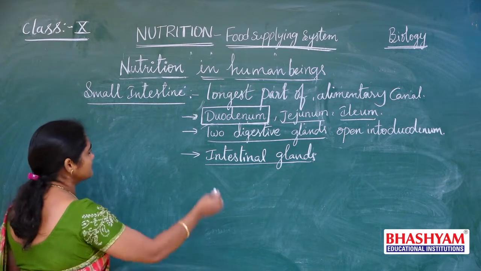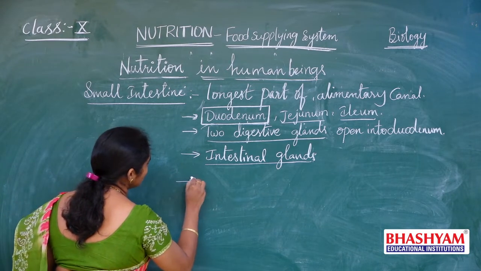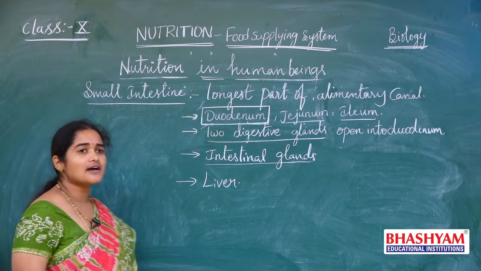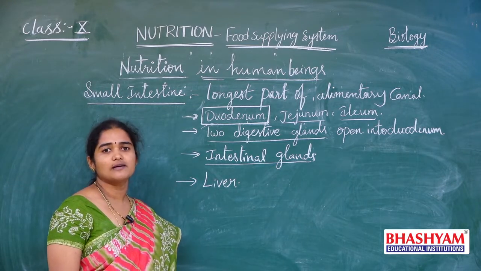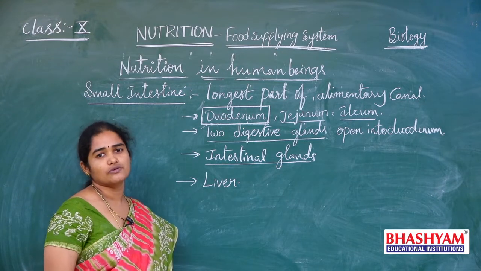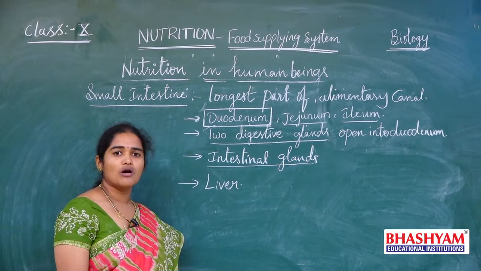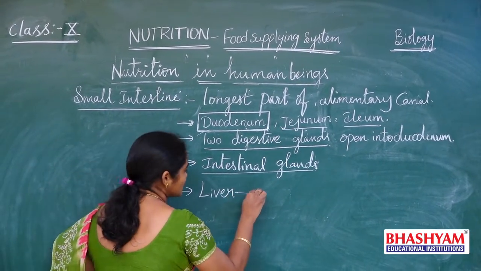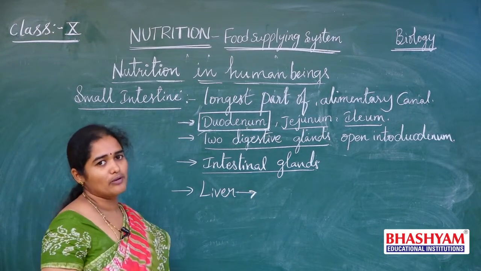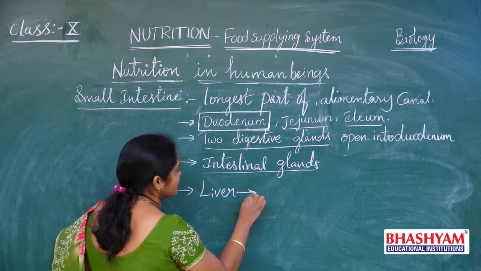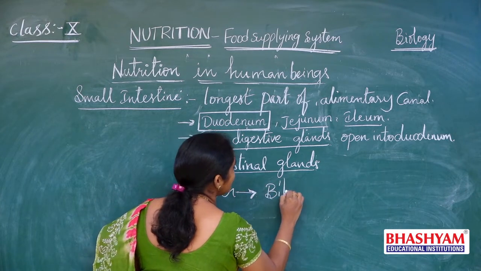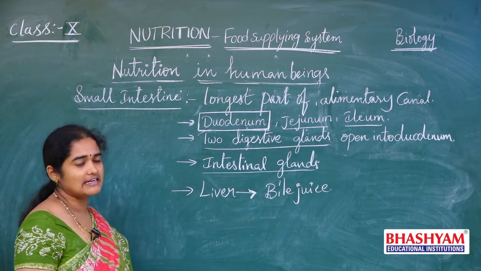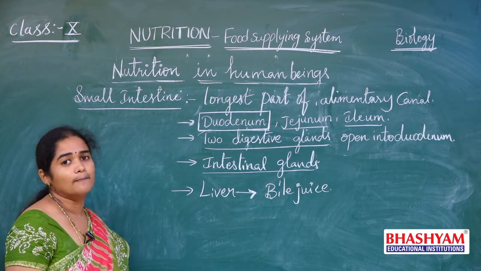If you see the main glands that open into the duodenum, the first one is the liver. It is the largest digestive gland present in the body. Not only among digestive glands, among all other glands this is the largest gland. This liver is situated on the right side of our abdominal cavity, and it releases a juice called bile juice.